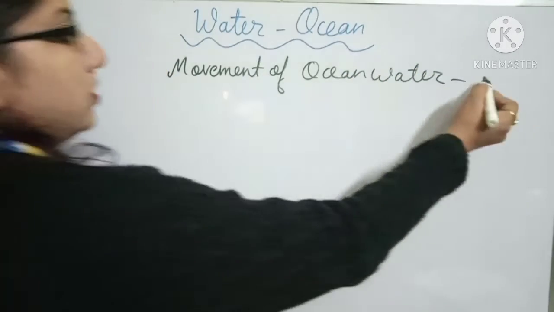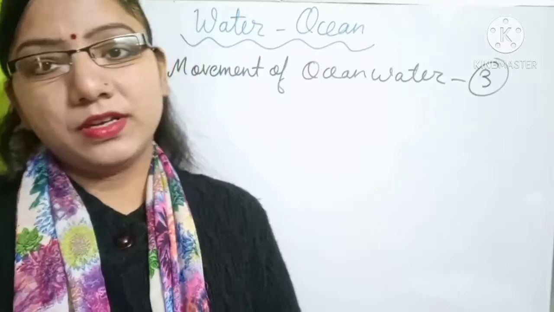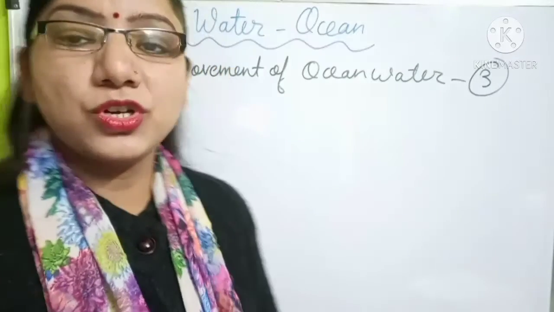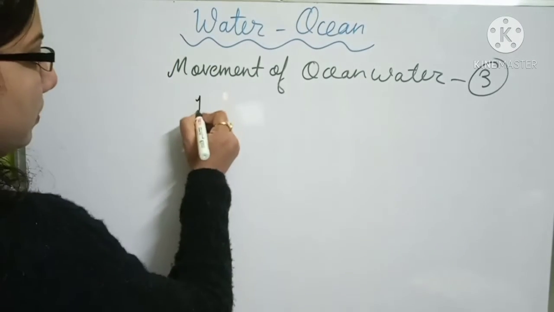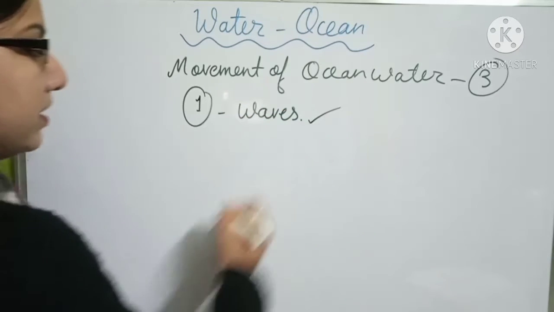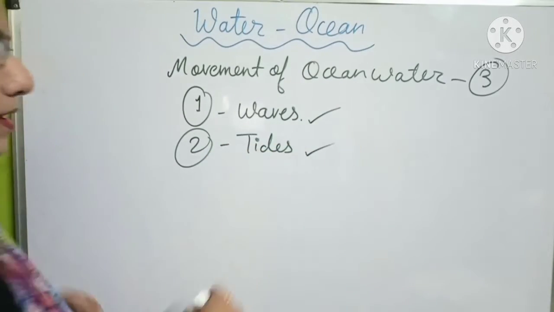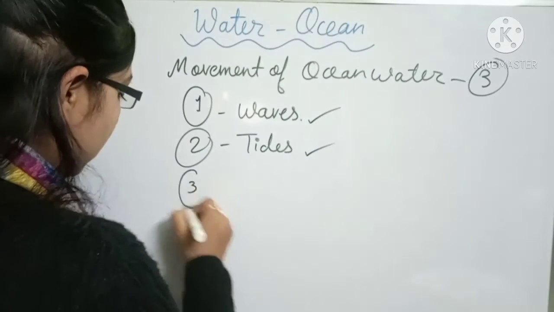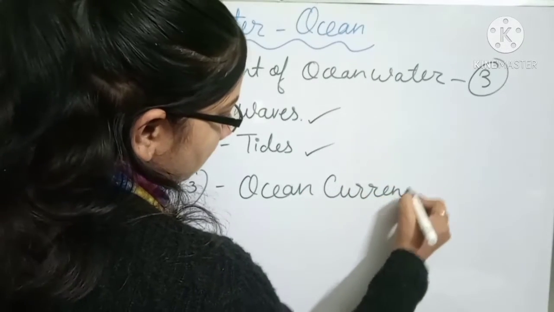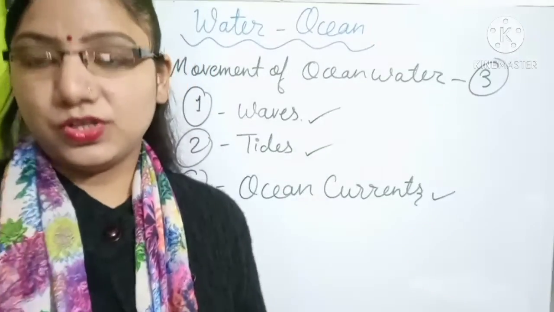So students, generally the movement of oceanic water is categorized into three types. So there are a total of three types, which are our main topics under this major topic, water ocean. So what are these three movements of oceanic water? First of all, the first movement is known as the waves. So it will be our first topic. Second is tide. So it will be our second topic. Then the third one is ocean currents. So the ocean current is our third topic of this oceanic water.